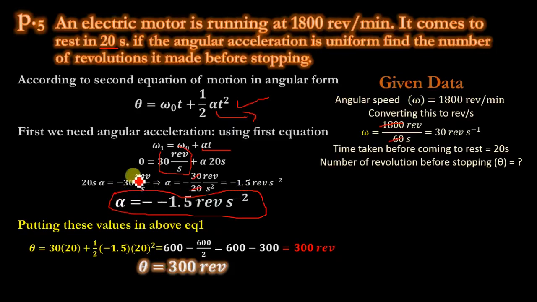Now putting the values for omega naught, t, alpha, the angular acceleration, and again t in this equation and solving for theta, we get theta is equal to 30 into 20 plus 1 over 2 into minus 1.5, which is alpha, into 20 square, t square. We get 30 multiplied by 20 as 600, minus 600 divided by 2, which is 600 minus 300, equal to 300 revolutions. This theta represents the number of revolutions before the electric motor stops.